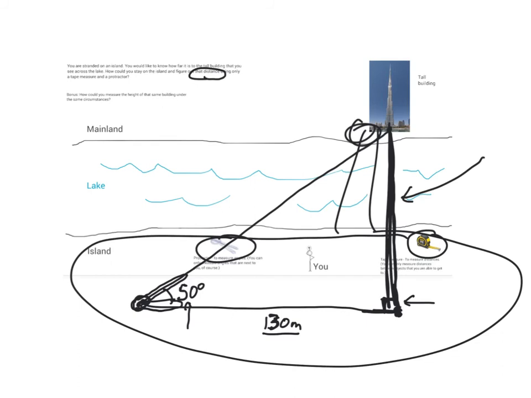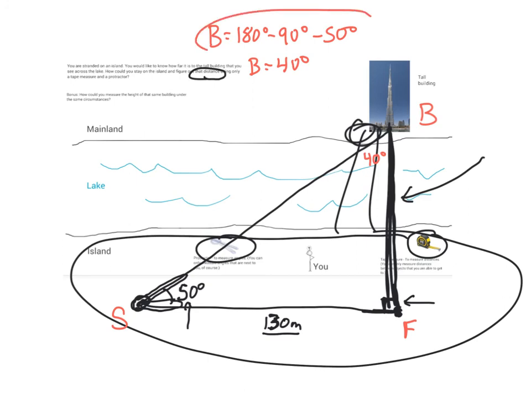First thing we look for, as always, is: do I know exactly two angles? Well, yeah, I know 50 degrees and I know 90 degrees. So that third angle, let's name it. So B for where the building is, F for the first spot I started measuring from, and S for the second spot. Right, so let's say angle B is equal to 180 degrees minus 90 degrees minus 50 degrees. So angle B is equal to 40 degrees. There we go.